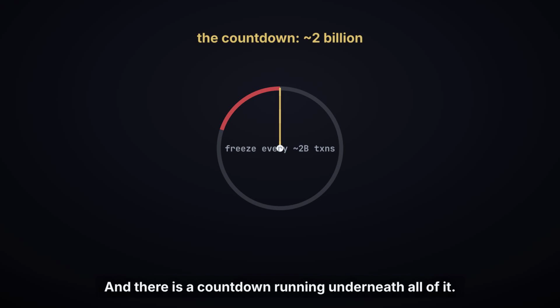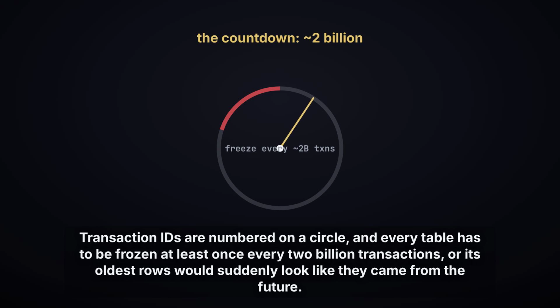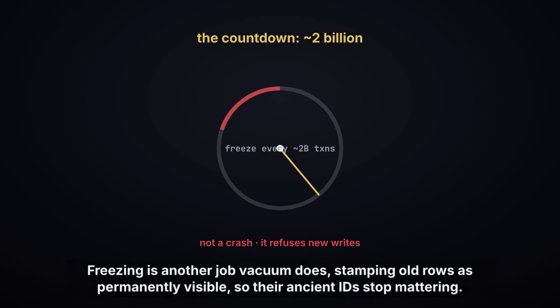And there's a countdown running underneath all of it. Transaction IDs are numbered on a circle, and every table has to be frozen at least once every 2 billion transactions, or its oldest rows would suddenly look like they came from the future. Freezing is another job Vacuum does, stamping old rows as permanently visible so their ancient IDs stop mattering.